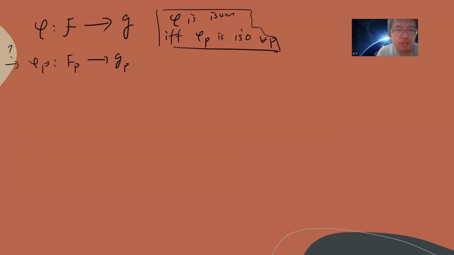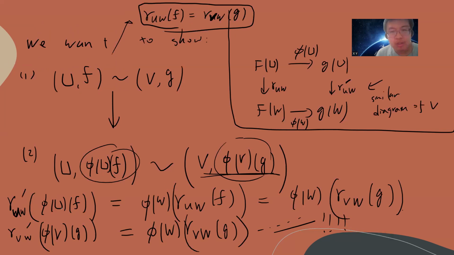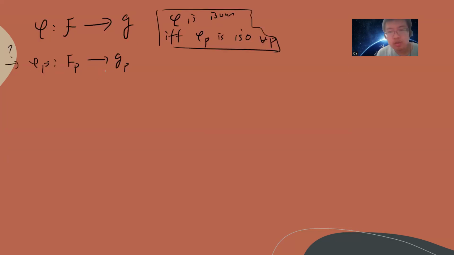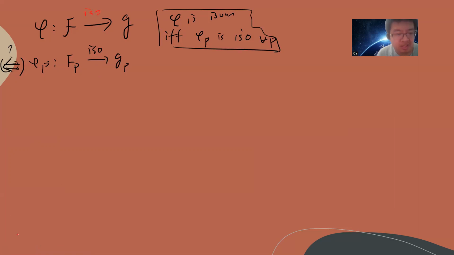Okay, so obviously one direction is trivial, because if phi is an isomorphism, then it will induce isomorphisms on stalks. So this direction is trivial. The difficult direction is here. Let's say phi_p is an isomorphism for every P, and we want to prove that phi is also an isomorphism. Okay, so now let's start.